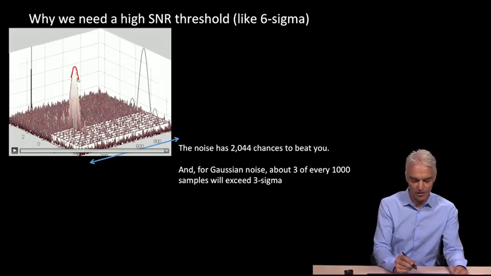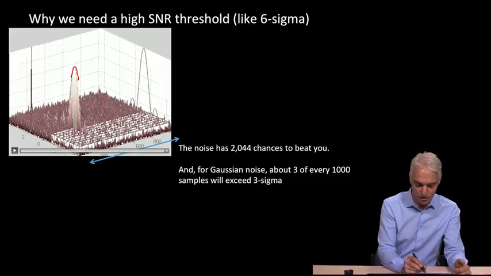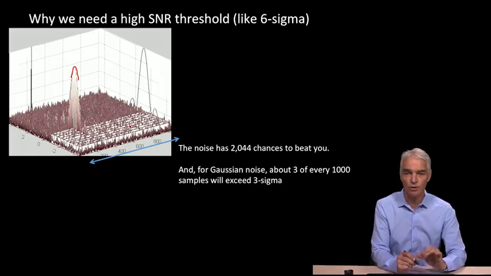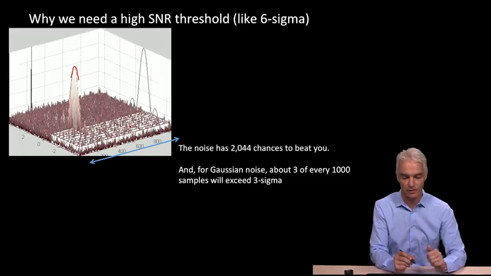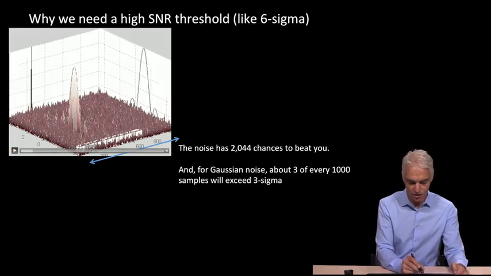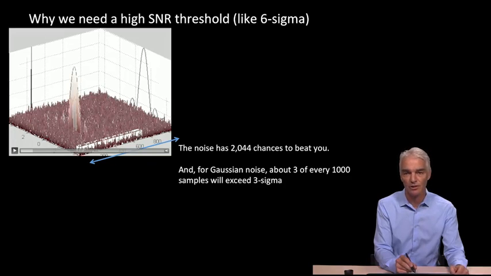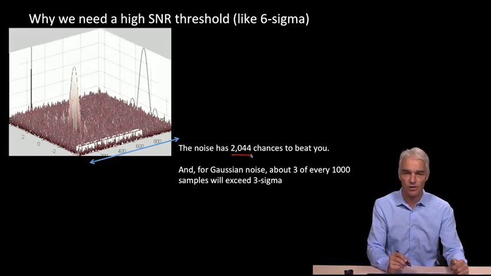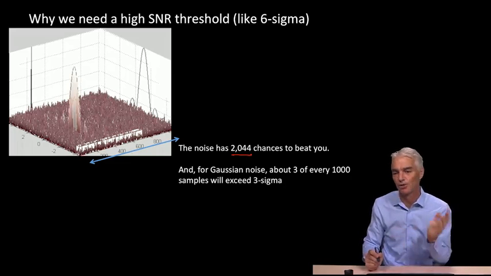Well, what if we'd said, like we'd said early on, that the threshold to declare a peak is just 3 times the standard deviation of the noise? Well, that actually is the way things were in receivers before people started building high sensitivity receivers. And what happens then is, if we start this little video again, you would just go a certain distance, and before very long, you would have a noise sample that exceeded 3 sigma of the standard deviation of the noise. And why is that? It's because the noise has over 2,000 chances to beat you. Imagine the noise is throwing a dice and it gets 2,000 throws of the dice.